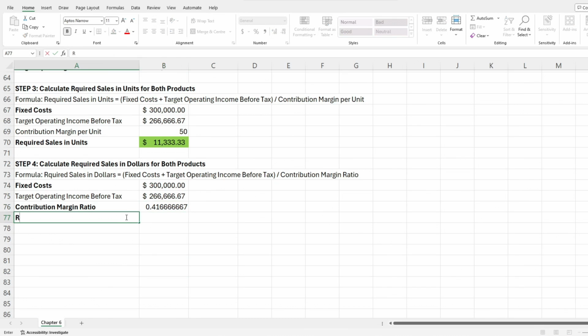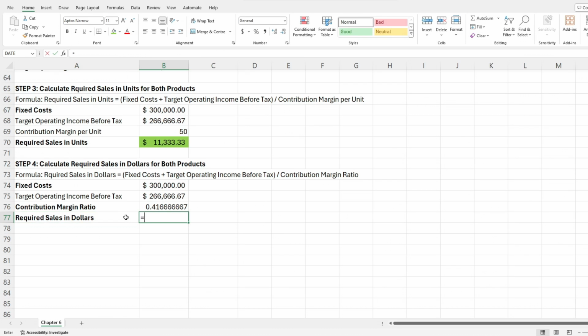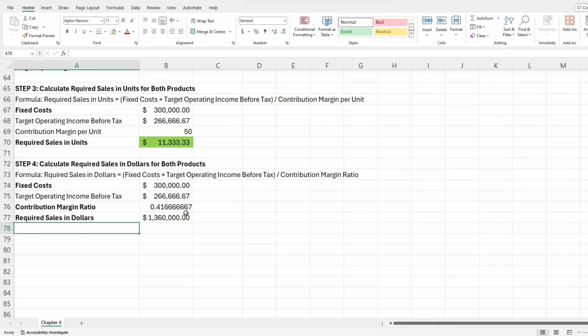And now using this, we can find our required sales in dollars. So make sure you write your parentheses. So 300,000 for fixed costs plus target operating income before tax divided by our contribution margin ratio of 0.4166. So sorry, this should be not in dollars, and this should be in dollars, just in case you guys get confused. So that is it.